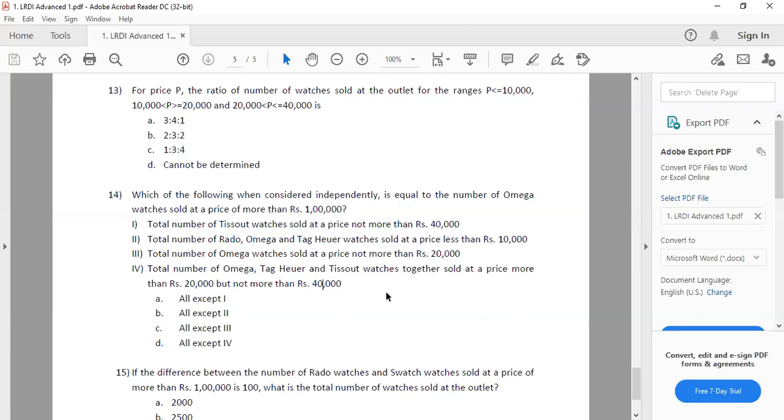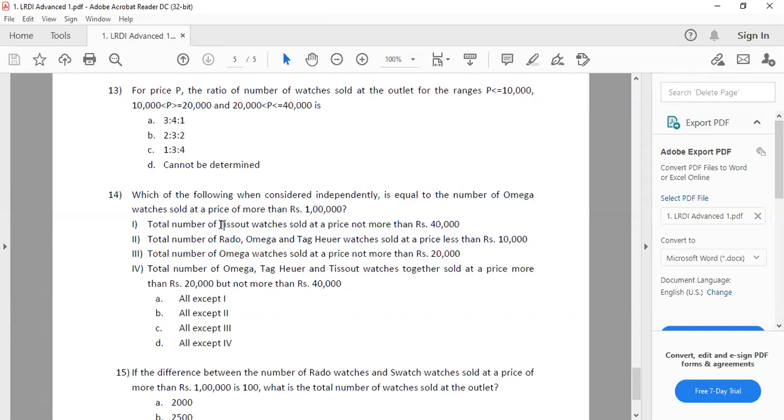You'll be able to do it? No, sir. I hope I didn't get it. In the table, tell me, omega watches in this price range are how many? Above 1 lakh. Last line. That means in the last row, the price range for omega, how much is it? 128, sir. 128. So which of these 4 options is also equal to 128? That's what it's asking.